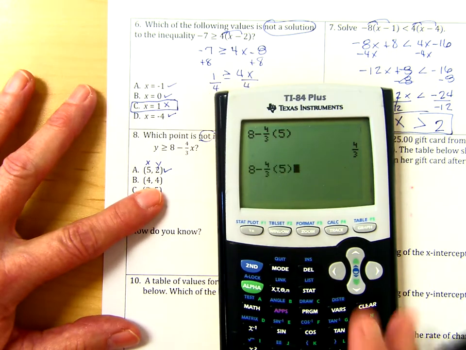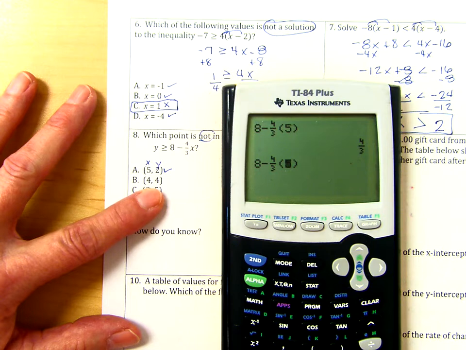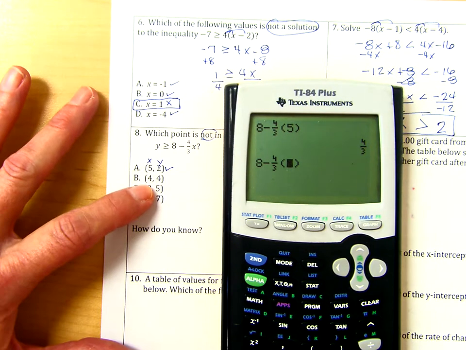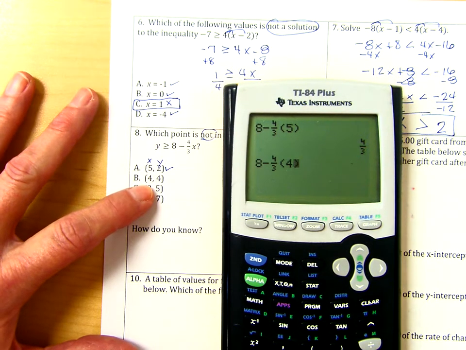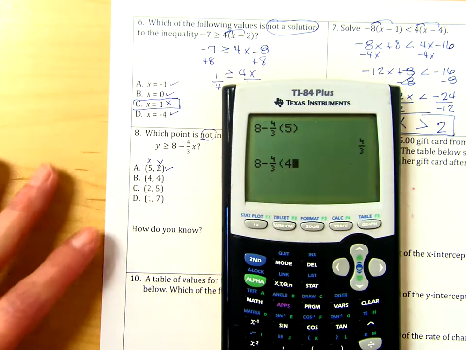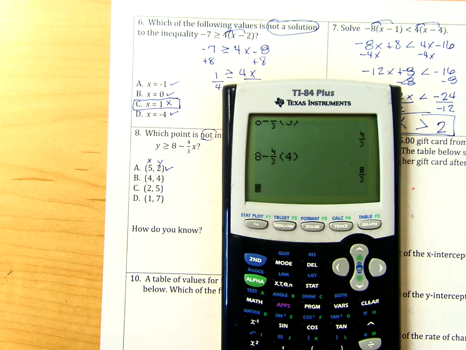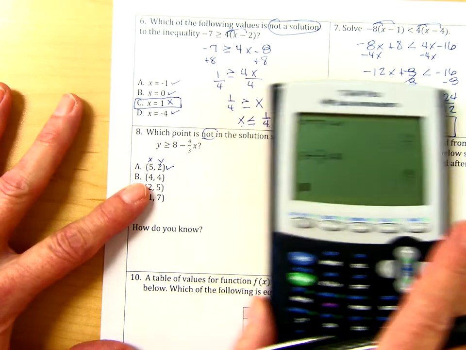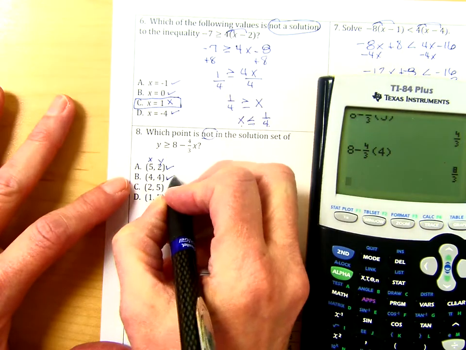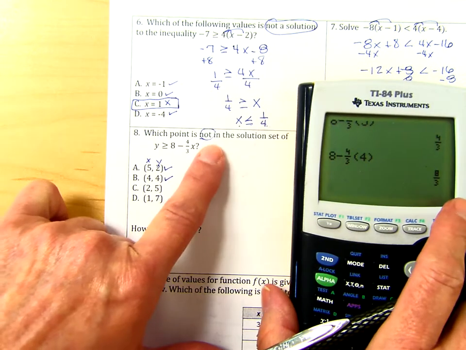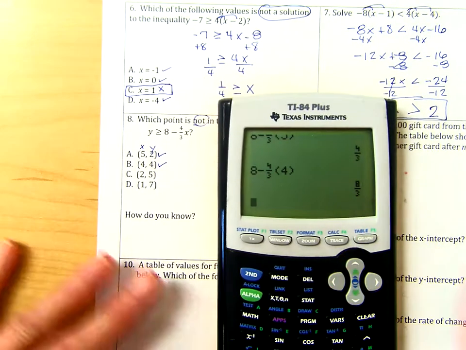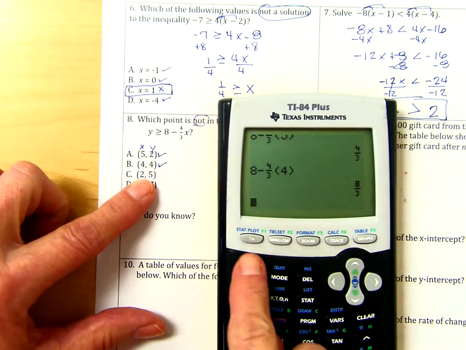So I can do second enter and go in here and edit this x value. Now my x value is 4. Is 4 greater than or equal to whatever number this gives me? Is 4 bigger than 8/3? And yes, it is. That is true. And we're looking again for what is not true. So we go back to the next one.